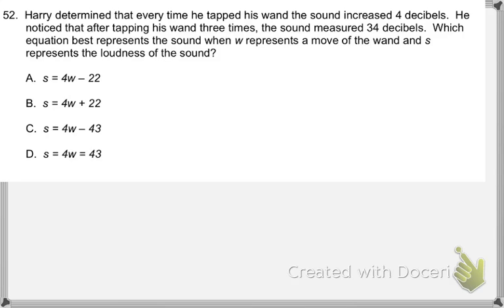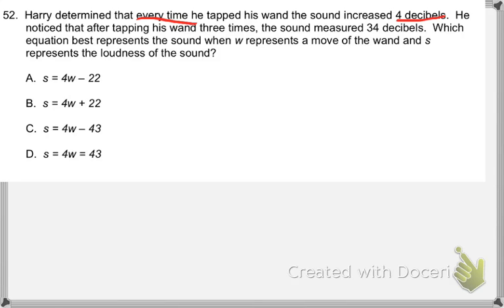Alright, let's see. Harry determined that every time he tapped his wand, the sound increased 4 decibels. Well, it said every time, so that's implying that this 4 decibels is happening more than once. So let's already think of that. 4 decibels is probably multiplied by something. Anyways, he noticed that after tapping his wand 3 times, the sound measured 34 decibels.